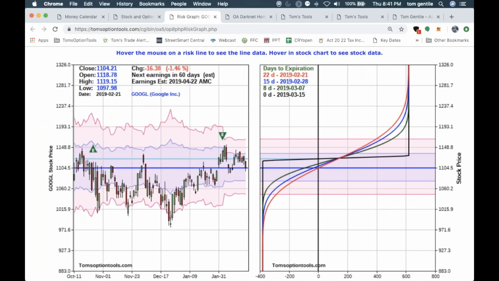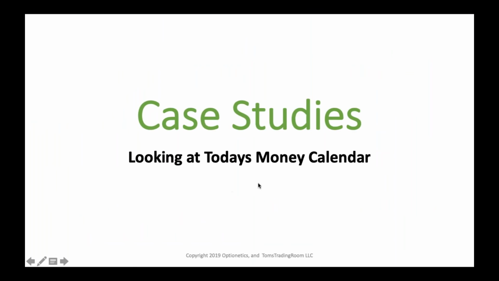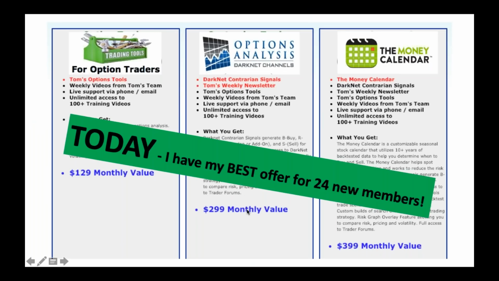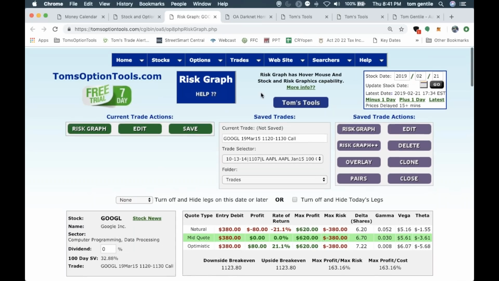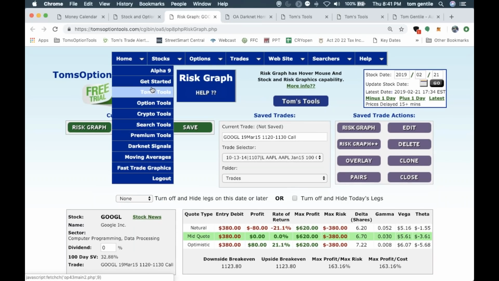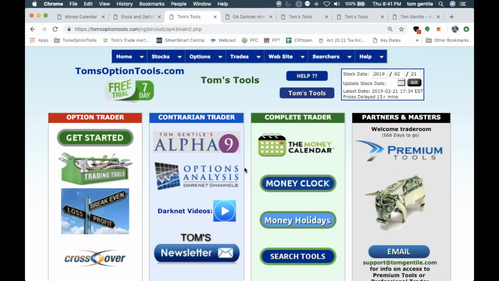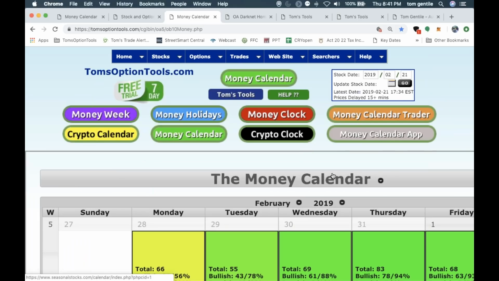And again, like I said, we could go on and on, but I just wanted to share with you some case studies with what we've done with Google. Let's look at a couple more here. Actually, what I want to do is show you some other stuff that you may not know exists in Tom's Option Tools. So pop on over to the tools and take a look at this. In the Money Calendar, we've added a few things.